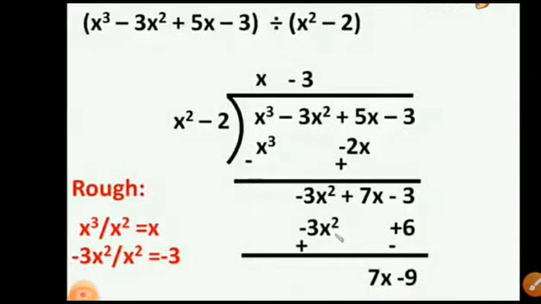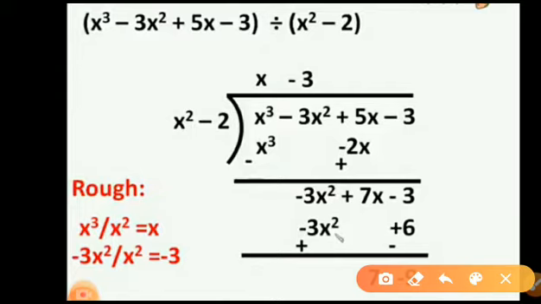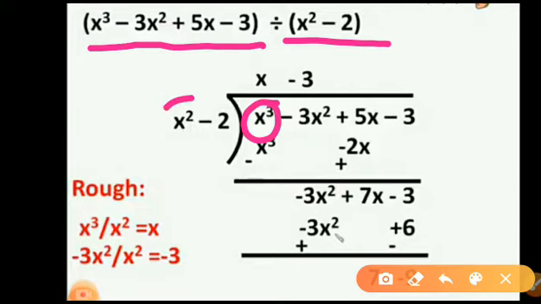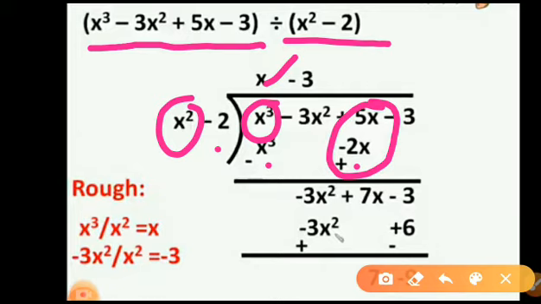Okay. Now similarly, I have divided x cube minus 3x square plus 5x minus 3 by x square minus 2. After dividing, I have got it as, just see here what should be done. X cube divided by x square, I'll be getting x. So I'll be writing x into x square is x cube. X into minus 2 is what? Minus 2x. So it should be written below 5x, like terms.